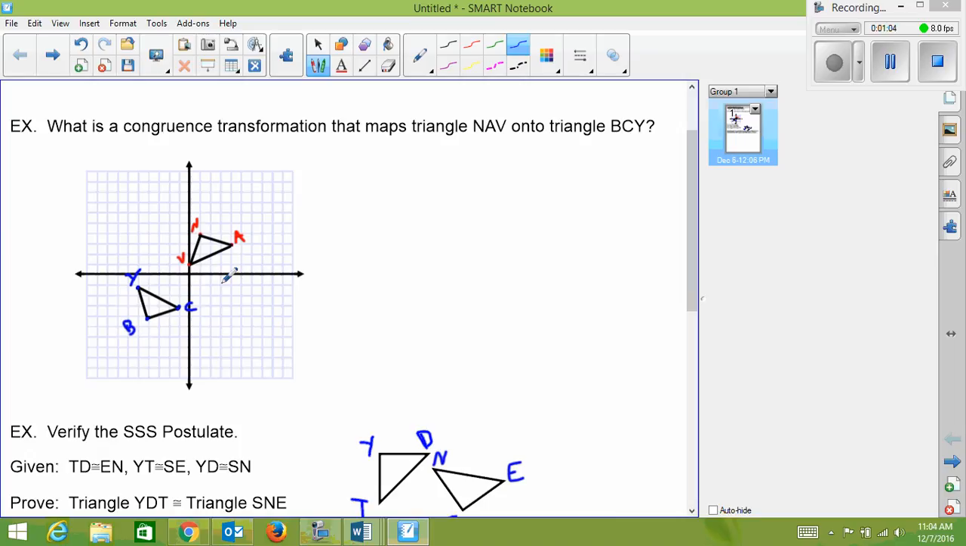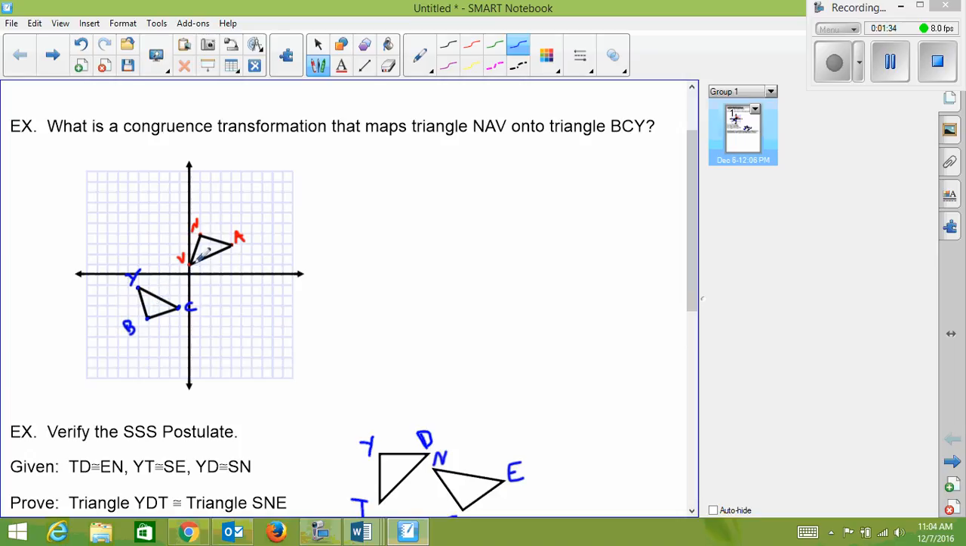It appears as though it could rotate. You could try to figure that out, or it appears as though it's got to move left also. You just have to look at it and see what you could do to make it end up where this one is. So, in the order it gives, N would have to map onto B, A to C, and V to Y. So how is N right here going to end up on B?